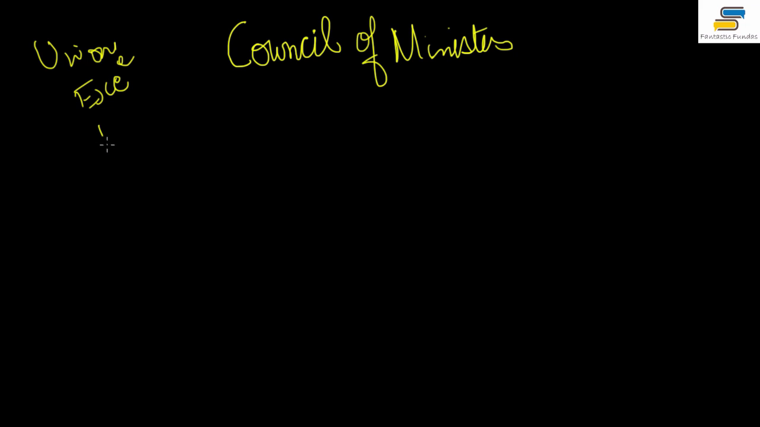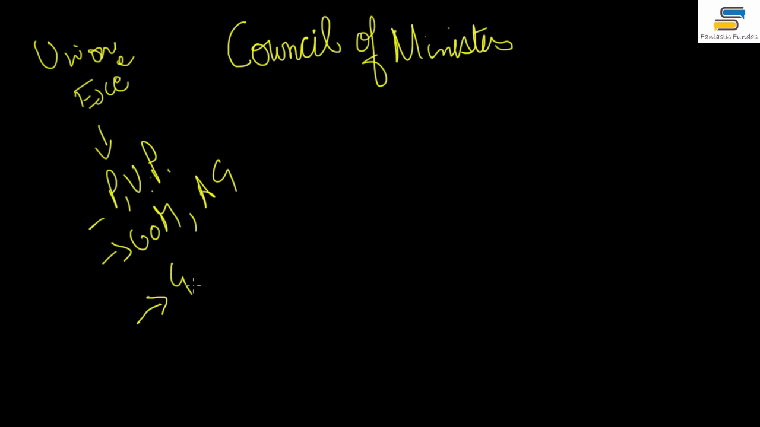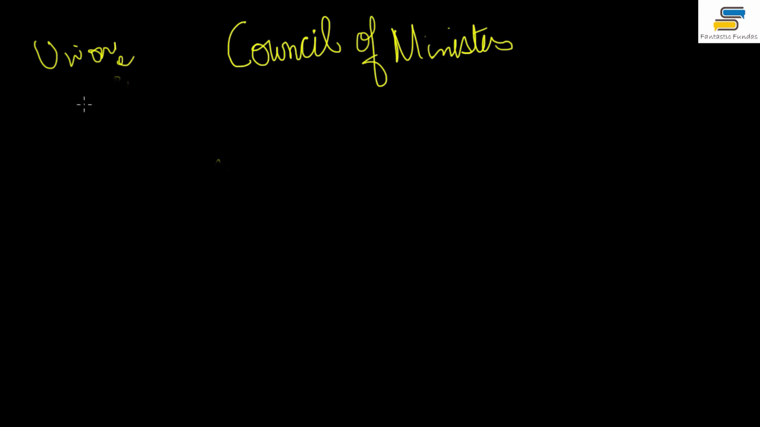We are actually studying the Union Executive, and Union Executive has 5 parts, a few of which we have done. There is President and Vice President, we are done with this. Now we are doing Council of Ministers. We'll also do Attorney General of India, and then we'll also do the Comptroller and Auditor General of India. So now we'll begin this lecture with the Council of Ministers.